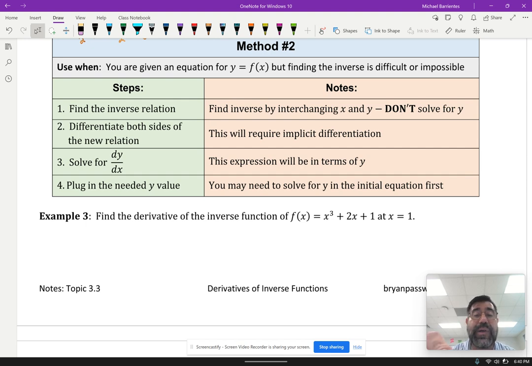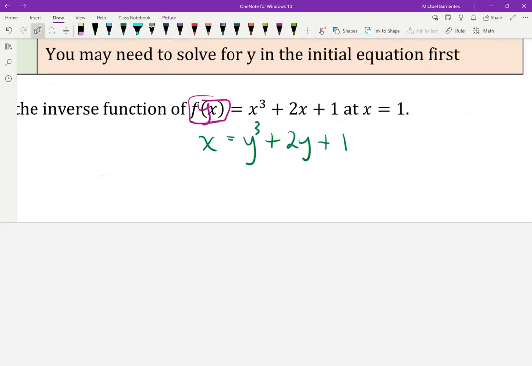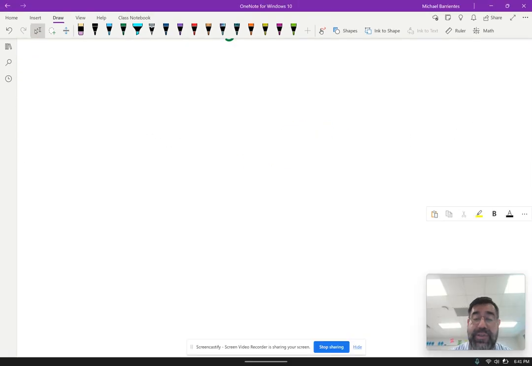So if I try to start off example 3 the way I started off example 1 and 2, which was, remember, f of x is the same thing as y, and I'm going to interchange and switch my x and y variables. So x equals y to the third plus 2y plus 1. The issue is I cannot solve for y like I did before. I have two terms with a y, and now I'm stuck. And so the way we're going to get around this is by using implicit differentiation.